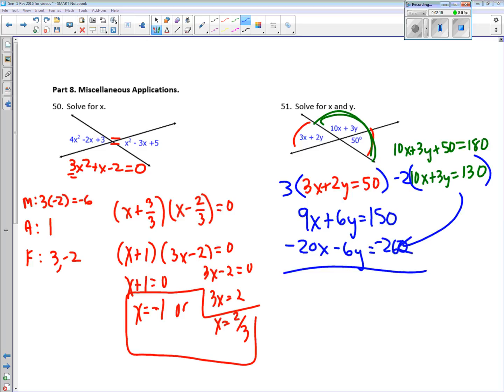Now when I put these together, I'm going to get negative 11x. The y goes away. This is going to equal negative 110. Dividing both sides by negative 11 gets me x is 10.